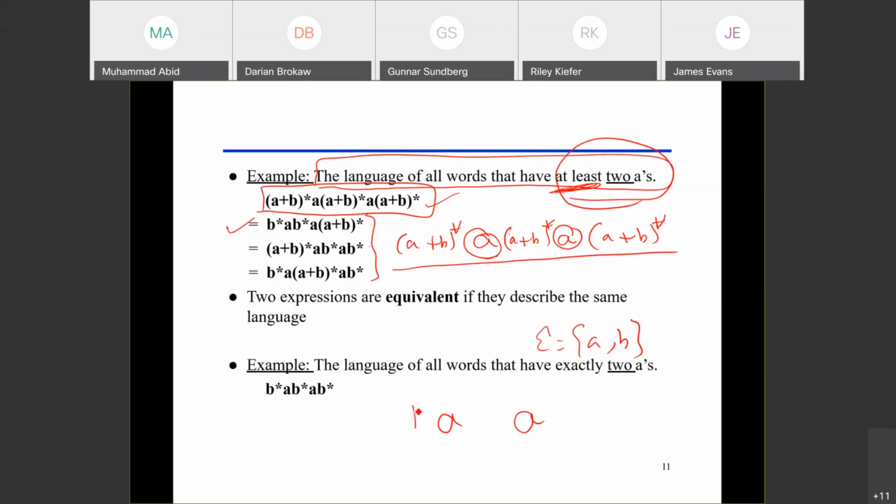So anything can come before that. What is that? b star. We will never say (a plus b) whole star, because if you put (a plus b) whole star, it means you can have more a's there also, but it will violate this. It has exactly two a's.